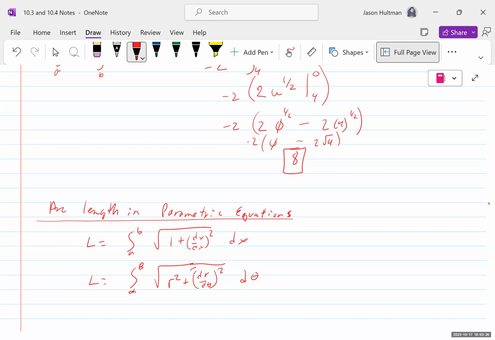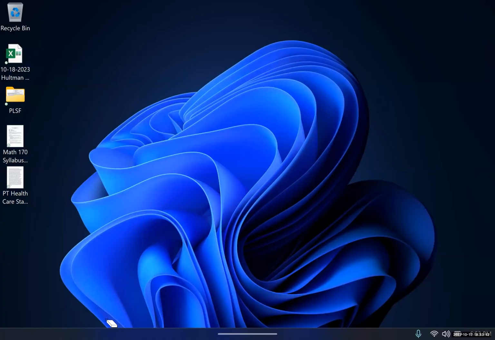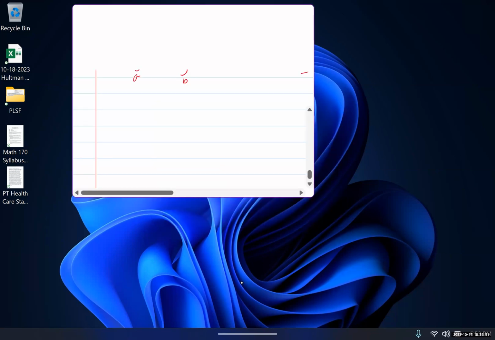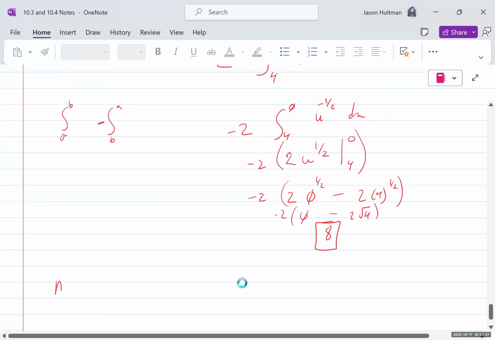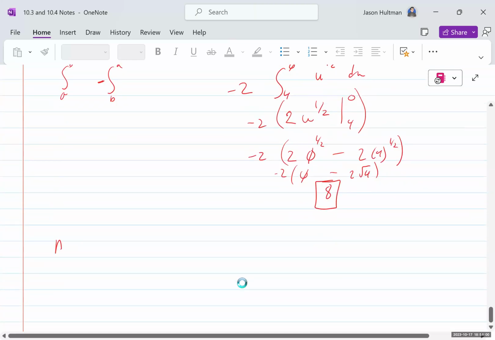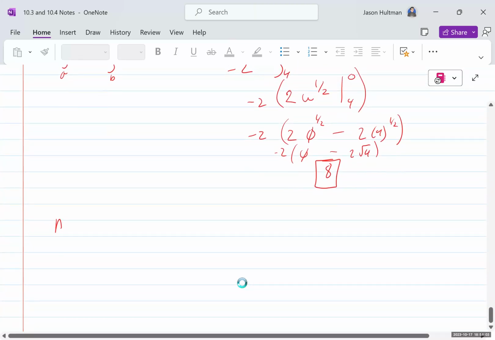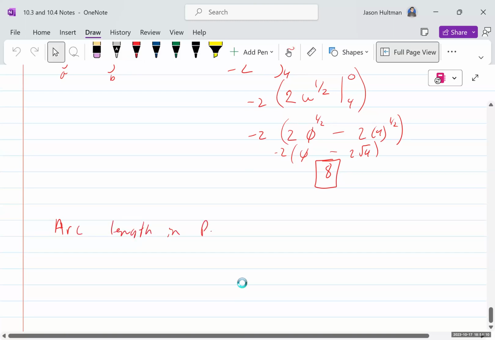Okay, for parametric equations, where we have an x of t and a y of t, let's try that again. Arc length in parametric equations.